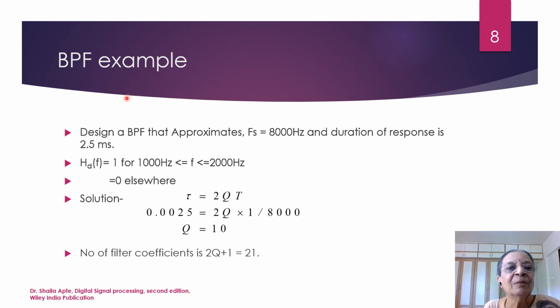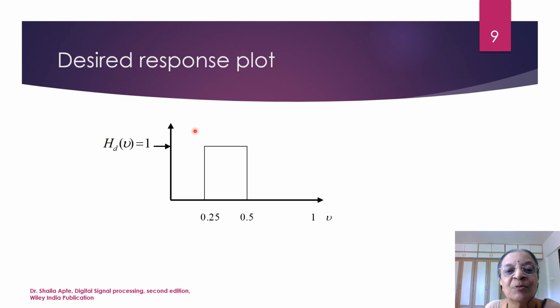Similarly, if you want to design a bandpass filter, suppose you consider the bandpass filter specifications as it is existing between 1000 to 2000 hertz and it is equal to 0 otherwise. Again, on similar lines, we have to calculate the value of Q, it becomes equal to 10. So you will calculate 2Q plus 1, that is 21 coefficients. Again, you will plot the desired response.